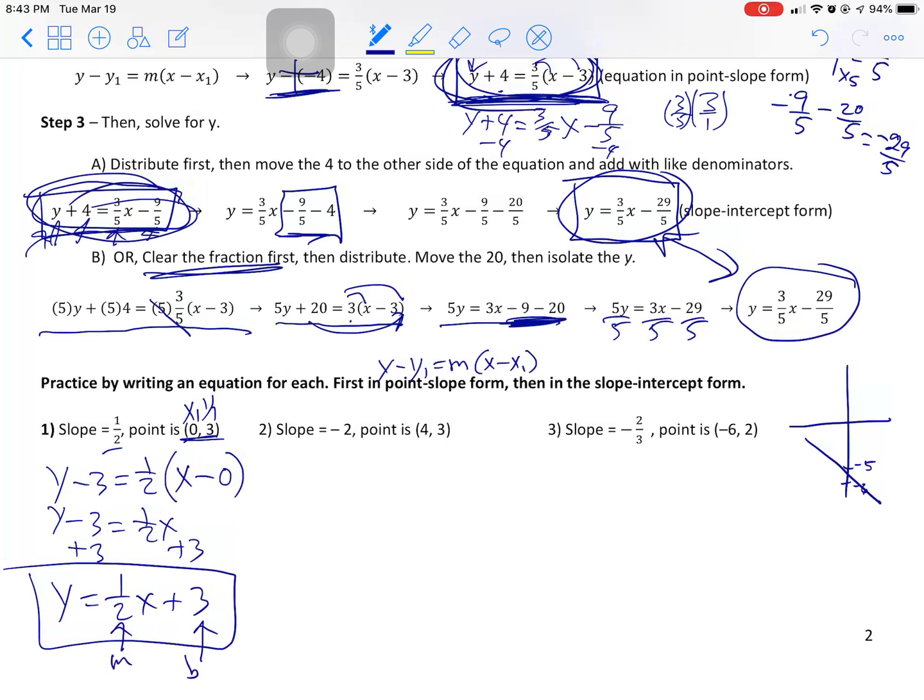All right, that was kind of easy. Let's try the next one that's not a b. All right? Write it in point slope. That's x1, y1. So y minus 3 equals the slope times x minus x1. There it is in point slope form. Now, distribute and move.